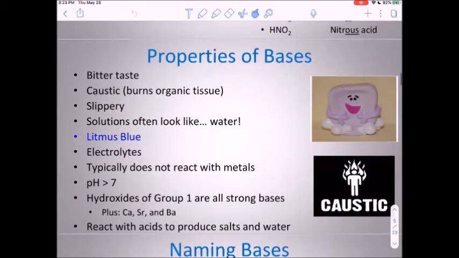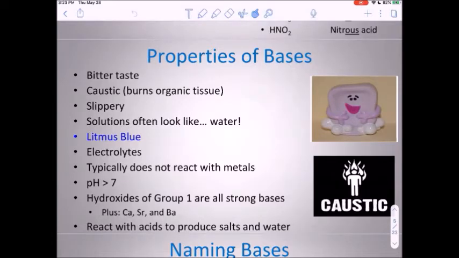We're going to flip over to bases for a second. So for the properties of bases, these taste bitter as opposed to the sour taste of acids, so anything with that bitter taste to it. They are caustic, which means they burn organic tissue. They're very slippery, so think of things like your soaps. And again, they often look like water. Many of these solutions look like water. They'll turn litmus paper blue.